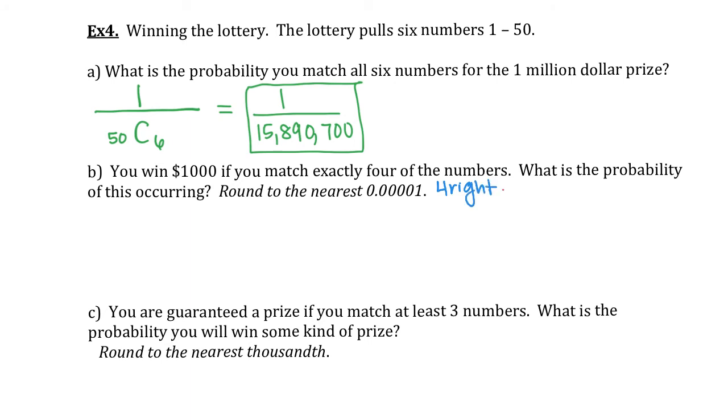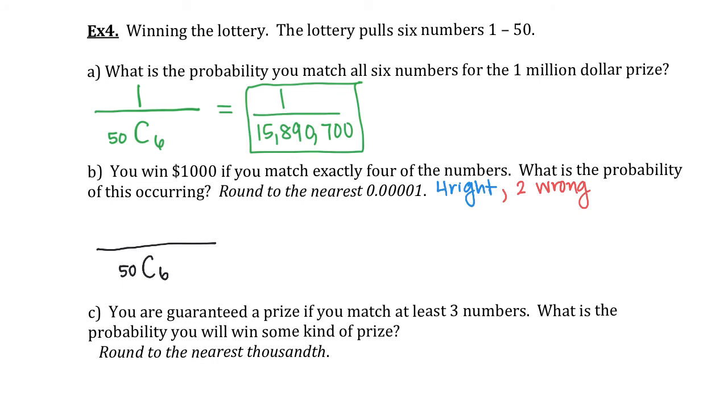If I'm going to get 4 right, I have to keep in mind that I have to get exactly 2 wrong. I can't accidentally get a 5th number or a 6th number because I might win so much money. This is going to make our calculation a little different, although the denominator is going to be the same because they're still picking 6 numbers out of the 50. Now I need to think about how many ways I can get 4 right.